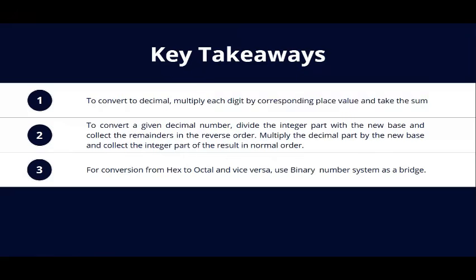These are the key takeaways from today's lesson. To convert to decimal, multiply each digit by corresponding place value and take the sum. Then, to convert a given decimal number, divide the integer part with the new base and collect the remainders in the reverse order. Then, multiply the decimal part by the new base and collect the integer part of the result in normal order. Then, for conversion from hex to octal and vice versa, use the binary number system as the bridge.